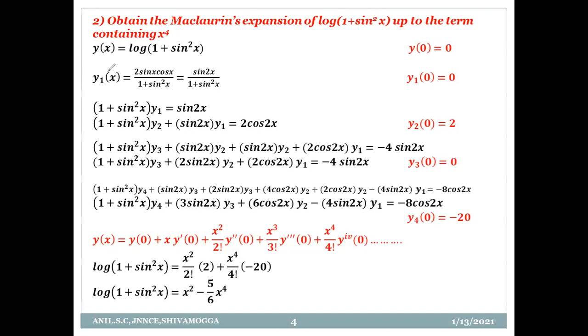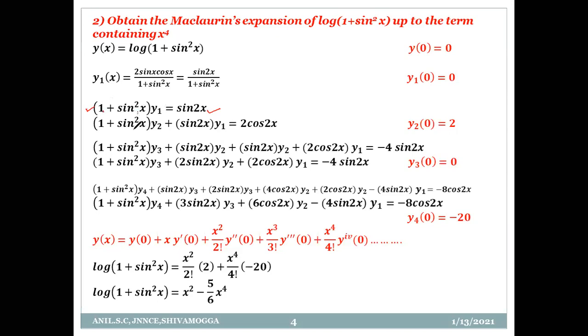(1 + sin²x) y1 = sin 2x. Here y1 means y1 of x. Now differentiate this expression with respect to x. (1 + sin²x) y1 = sin 2x. Differentiate this function. Use the product rule here. This is the first function and this is the second function.